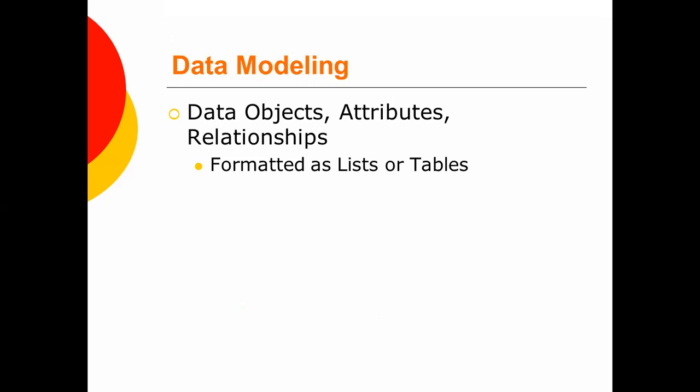Now, data modeling. Here we need data objects, attributes, and relationships. Okay, and under this, we can see them formatted as lists or tables. So with the help of data modeling, we have three things: the objects, attributes, and relationships. And during data modeling, these things can be formatted as lists or tables. So we can manage them in the form of lists or tables.